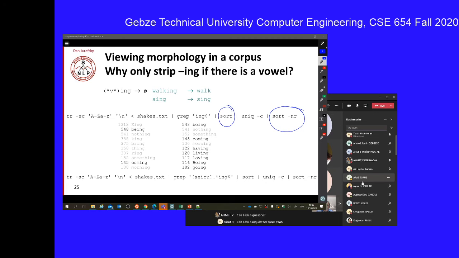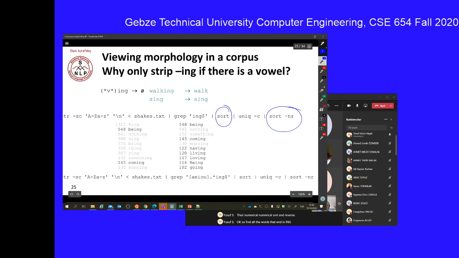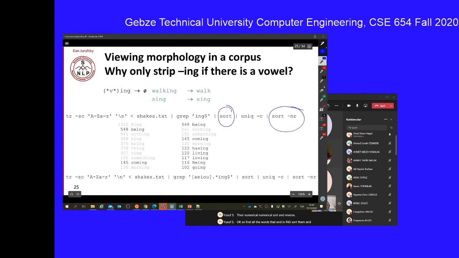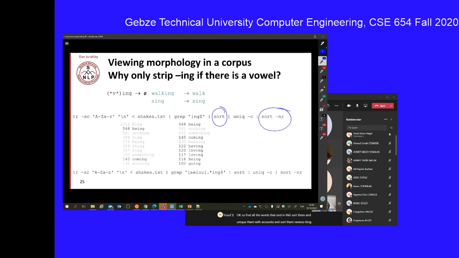It's in reverse. R is reverse. How about N? Number, numeric. Yeah, numeric. Numerical sort and reverse. Okay. So find all the words that end in ing, sort them and unique them with the counts, and sort them reverse. So king, being, nothing, king, bring, like that.